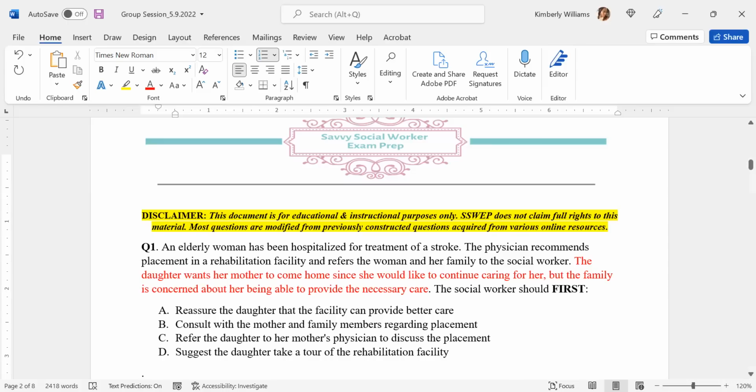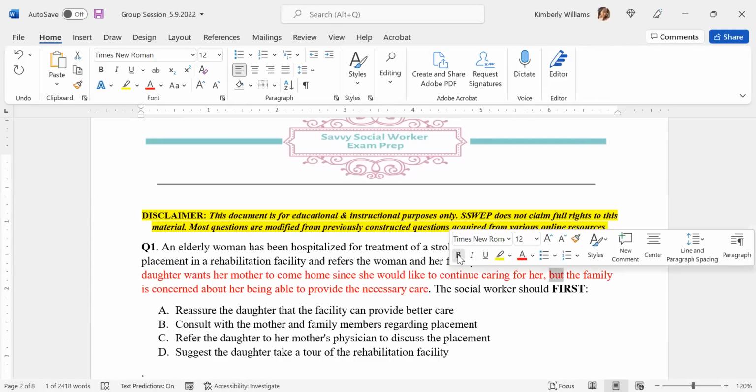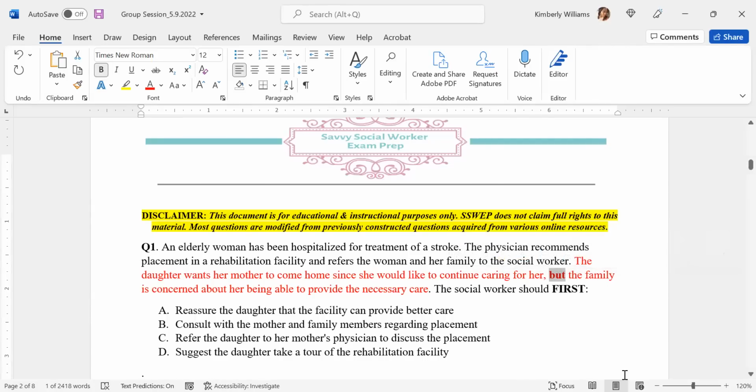Y'all, let me tell y'all a secret. I don't know if it's a secret, but one of the primary things I found out, if you want to identify a presenting problem, it normally comes after the word but. If y'all want to note that, it's almost always. I'm not an absolute person, so I'm not going to say always, but almost always the problem is going to come after the word but. So here it is: the daughter wants her mama home, but the family is concerned about her being able to provide necessary care.